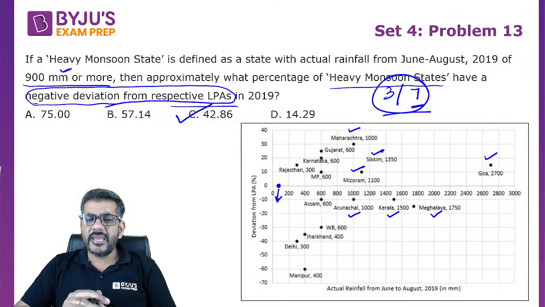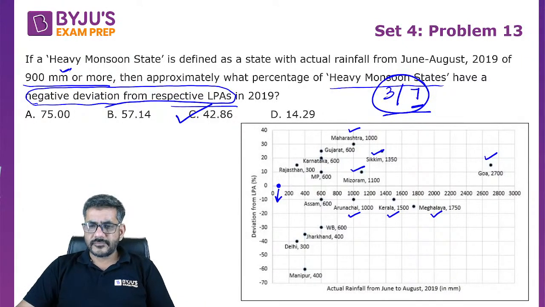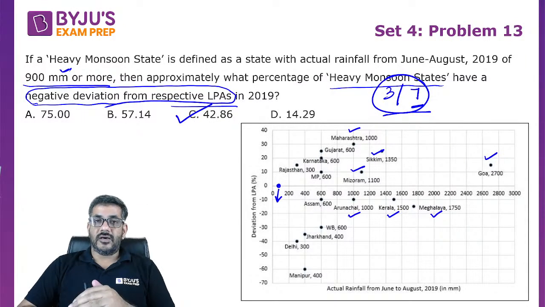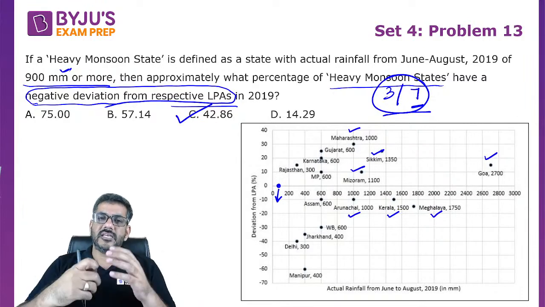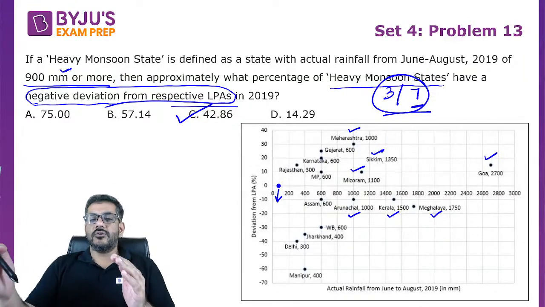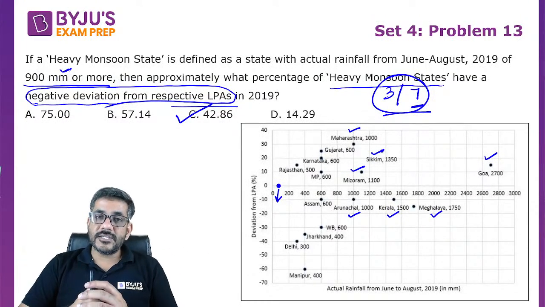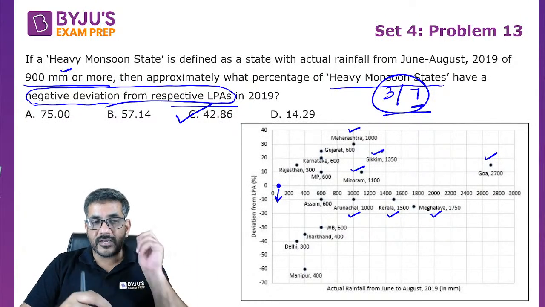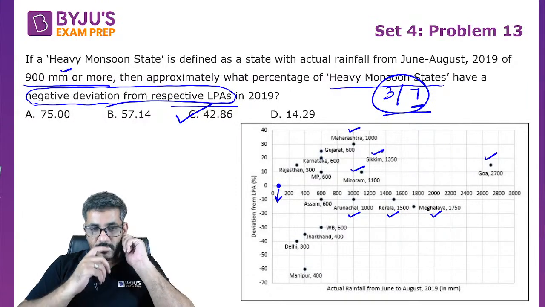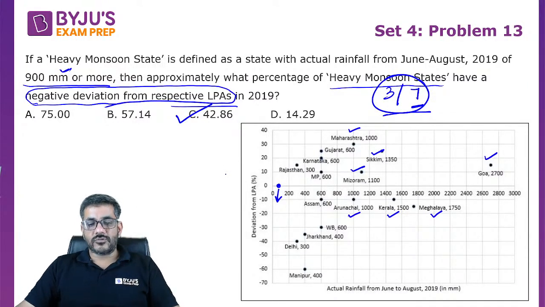Isn't it a very easy question? Tell me fast, understood or not? It is a very easy question. Those above 900 and with negative deviation, that means below the line of 0%. Below the line of 0% we have 3, and above 900 we have a total of 7. So 3 out of 7 is 42.86%. That becomes the right answer for this first question. Let's move on to the second one now.